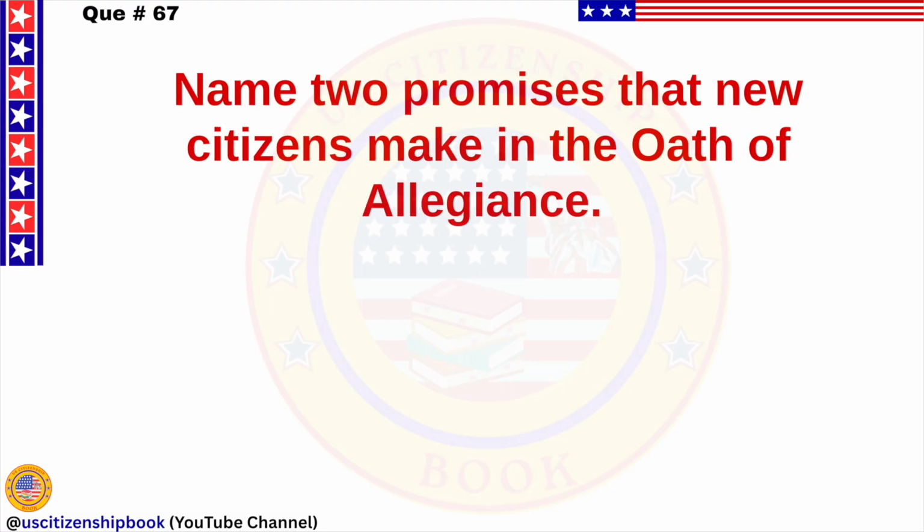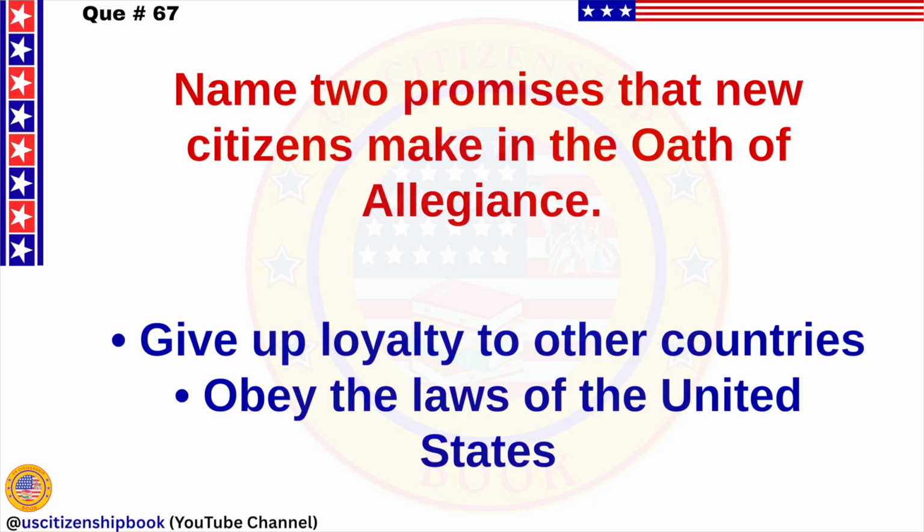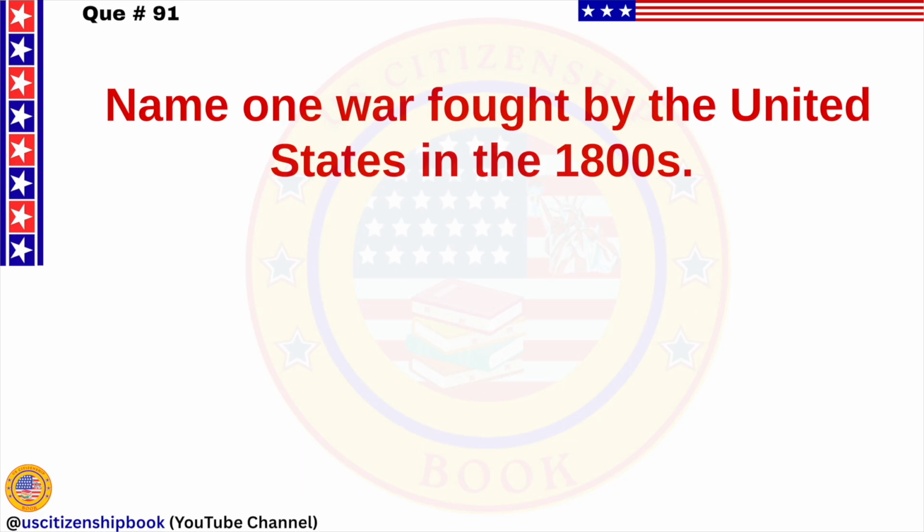Name two promises that new citizens make in the oath of allegiance. Give up loyalty to other countries. Obey the laws of the United States. Name one war fought by the United States in the 1800s. Civil War.